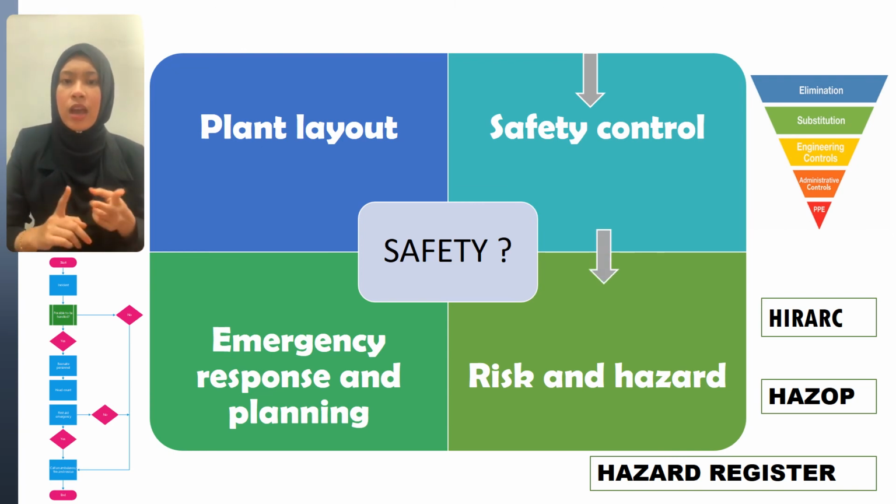Then, HIRAC, HAZOP, and Hazard Register are correlated to each other in order to identify the risk and hazard for the safety of plant production. And the emergency response plan indirectly provides a better understanding to all operators and working personnel in the area. Plant layout is an effective physical structure in design for industrial installation.